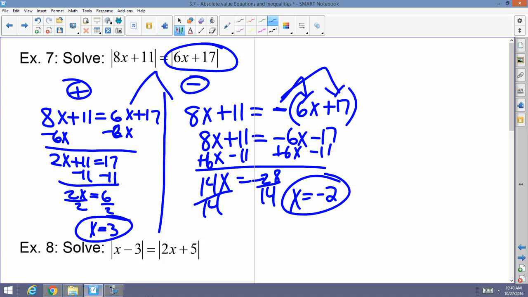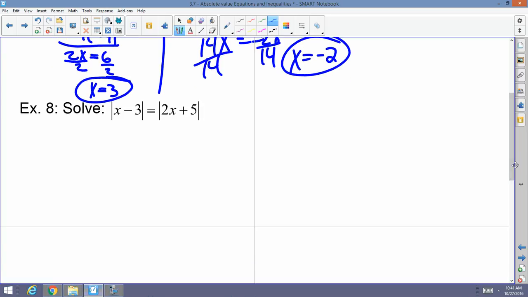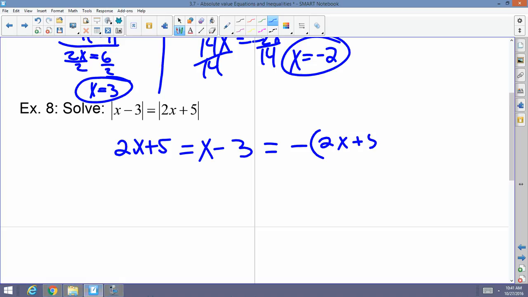For example 8, I'm going to show you how to do it this quote-unquote simpler way. This way we can have both views of how to solve it. And again, you can decide how to tackle these. I think you guys have decided how to tackle the other ones. Now let's see how you want to tackle these. Once they're alone, mind you, you could do this: x minus 3 equals the positive side of 2x plus 5, and it equals the negative side. Please be sure to distribute that negative. You can do this as well. So this is going to be 2x plus 5 equals x minus 3 equals negative 2x minus 5.